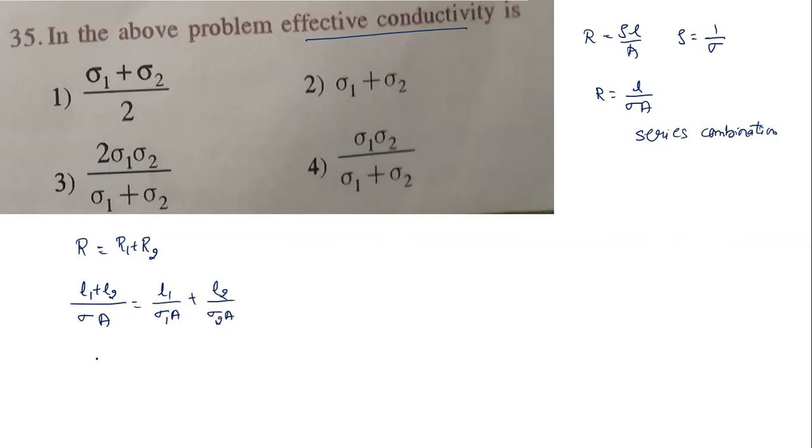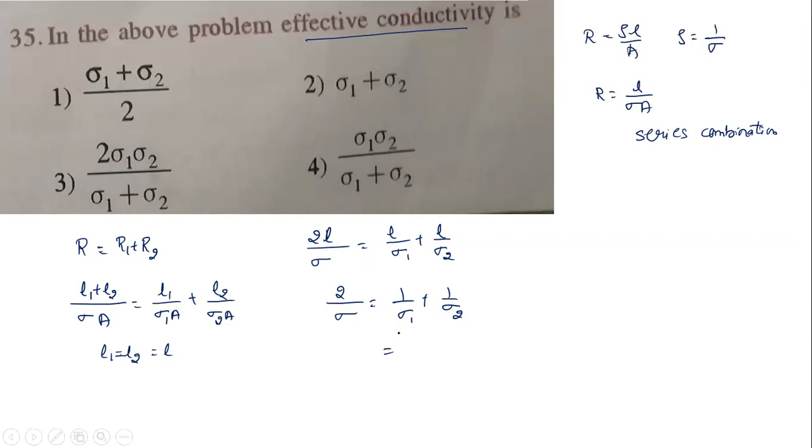Of course, A is common, it is going to cancel. L1 plus L2 is there. Since they are identical, L1 must be equal to L2, that is equal to L. A is going to cancel. So what do we get now? We get 2L by sigma is equal to L by sigma 1 plus L by sigma 2. L you can take common to cancel. 2 by sigma equal to 1 by sigma 1 plus 1 by sigma 2.